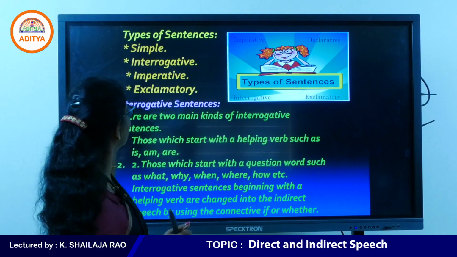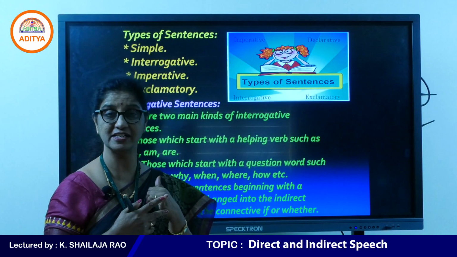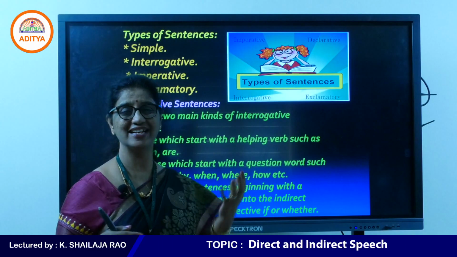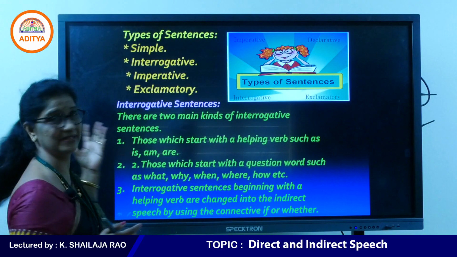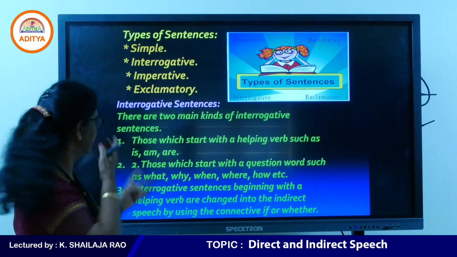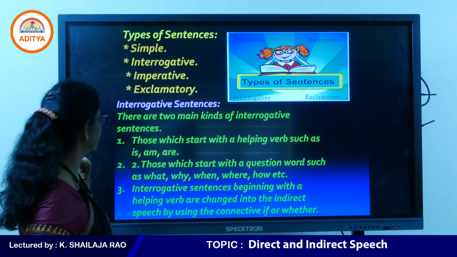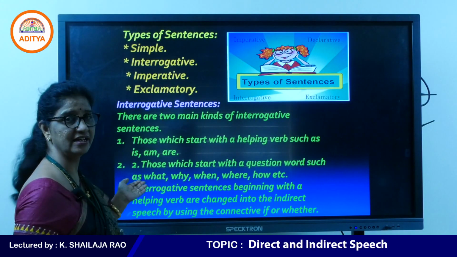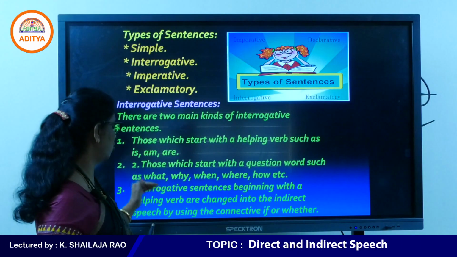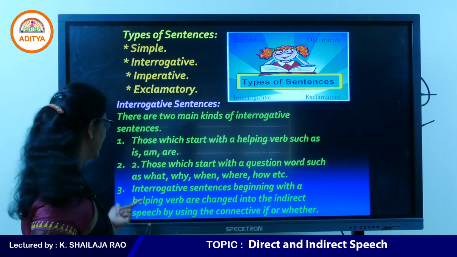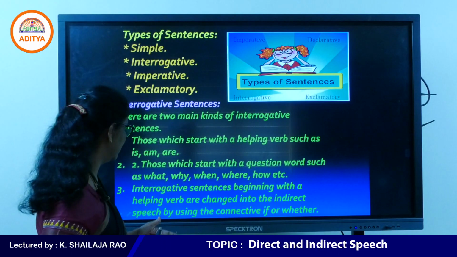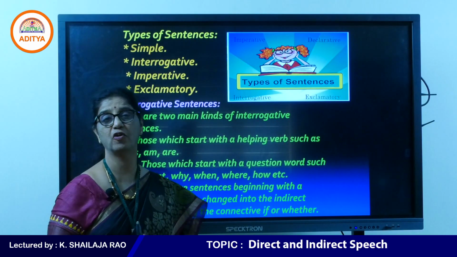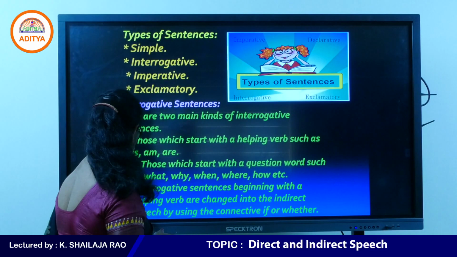Okay, so now we just looked at some sentences. Imperative sentences are orders or commands. Interrogative sentences are questions. And of course you have the exclamatory sentences. There are two kinds of interrogative sentences: those which start with a helping verb, like is or are. Is she hungry? Are you hungry? And those which start with a question word: what, why, when, where, and how. We just saw that. For interrogative sentences which begin with a helping verb, you change them by using the connective if or whether. We already saw those examples, but we'll see a few more now.